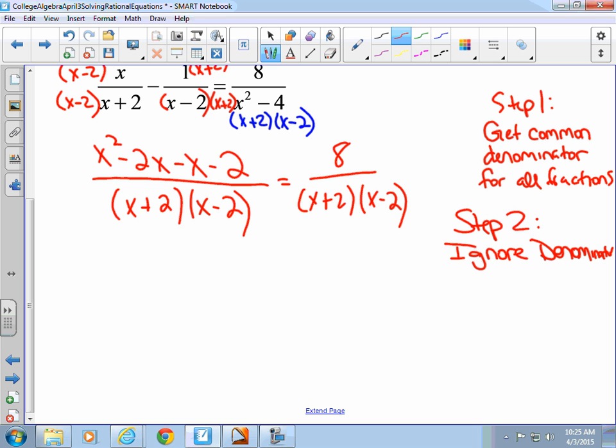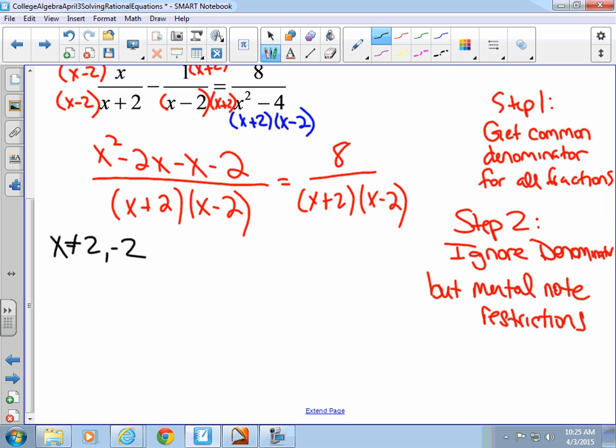Ignore the denominator, but mental note: restrictions. So I'm going to mental note that x can't be 2 or negative 2. Other than that, I'm going to ignore the denominator and solve that equation. That one looks easier, right? I like that one better. So once I get a common denominator, I'm going to ignore the denominators and solve the easier equation.